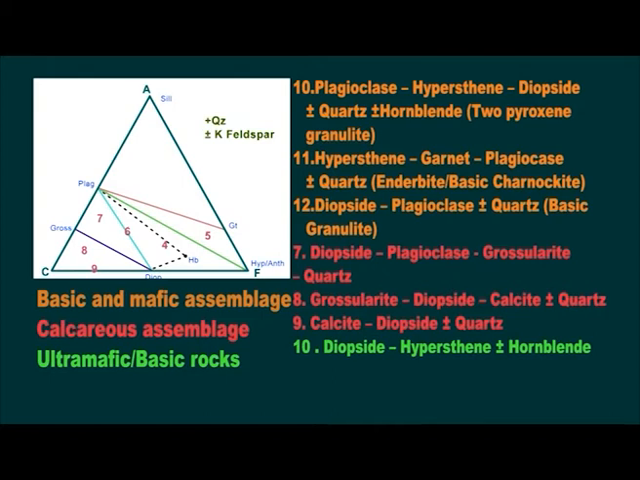Calcareous assemblages. Number 7, diopside, plagioclase, wollastonite, quartz. Number 8, wollastonite, diopside, calcite plus or minus quartz. Number 9, calcite, diopside plus or minus quartz. Ultramafic or ultrabasic rocks. Number 10, diopside, hypersthene plus or minus hornblende.